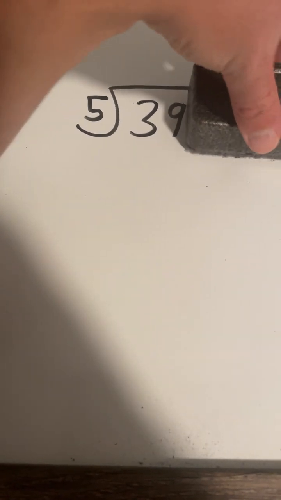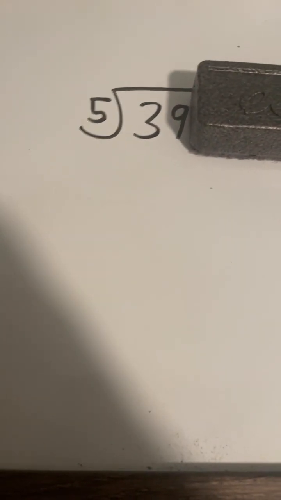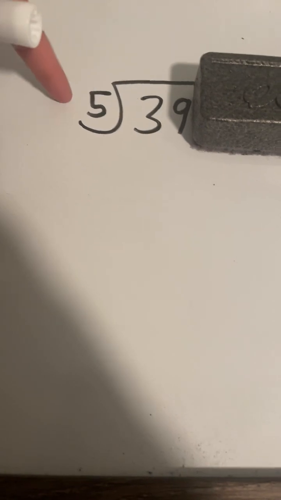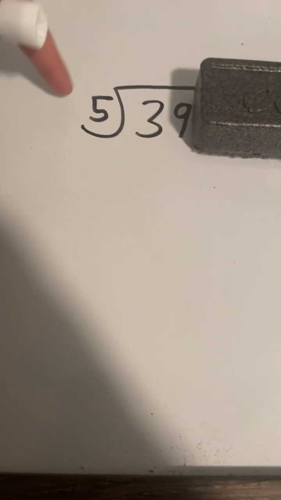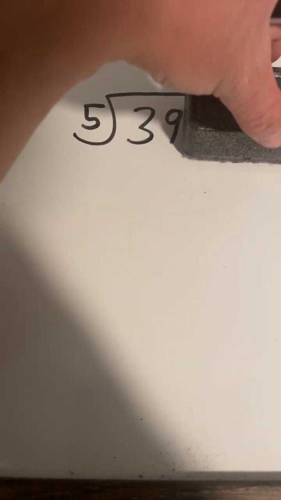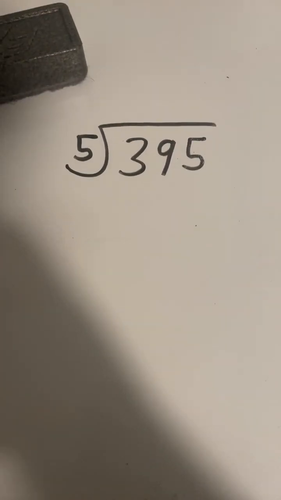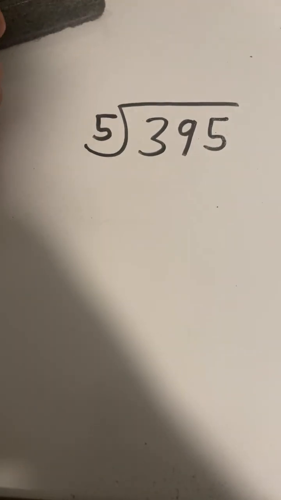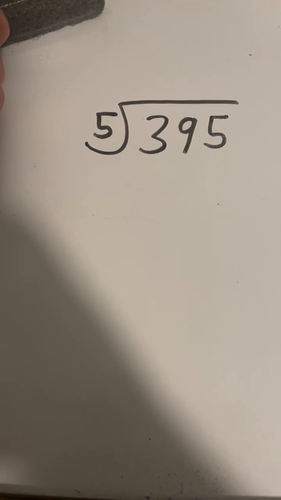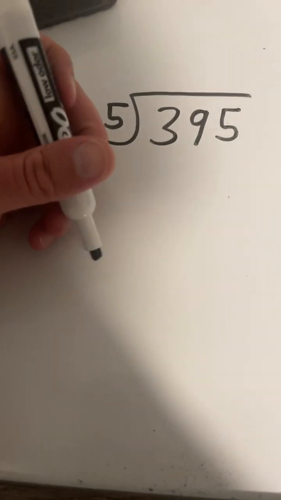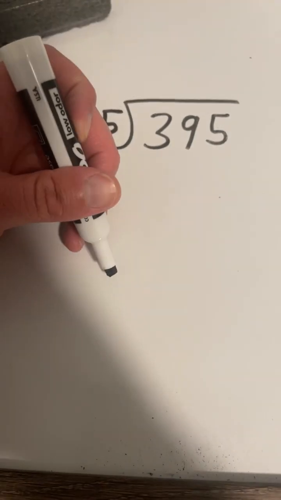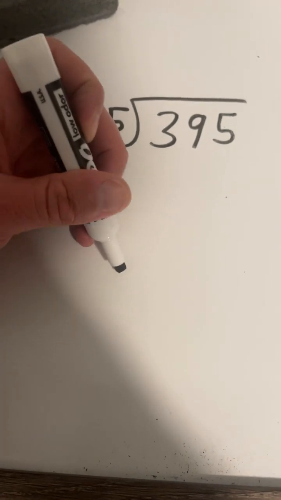Let's see if the 2 digits will work. 39 is bigger than 5. We can do 39 divided by 5, though there will be a remainder. So now I got to figure out how many groups of 5 go into 39. So I'm going to make 39 tallies. I'm going to make them in rows of 5.